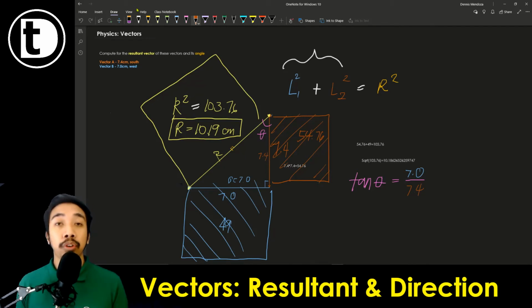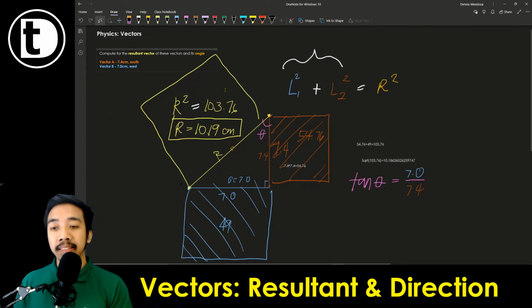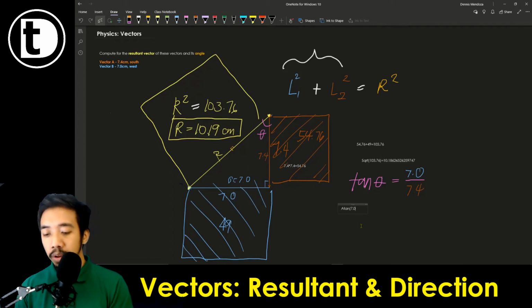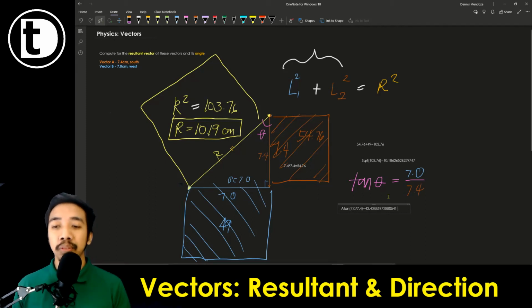In order for us to know the theta, we reverse the function. The reverse of the tan function is the arctan, which you can just type as a tan. So you write a tan theta, then a tan, open parentheses, and then we place 7.0 over 7.4, and then equals. Okay? If you got a bit confused, this is just what I did.